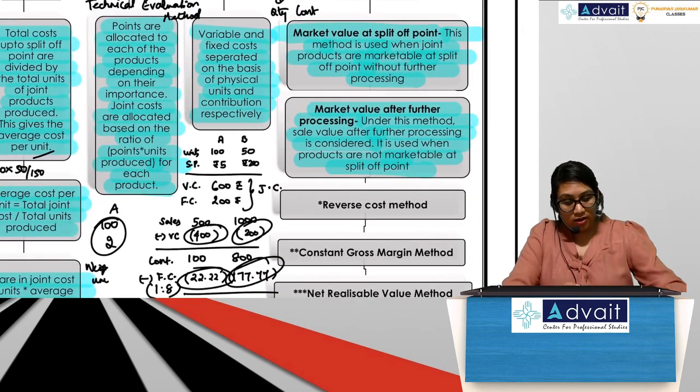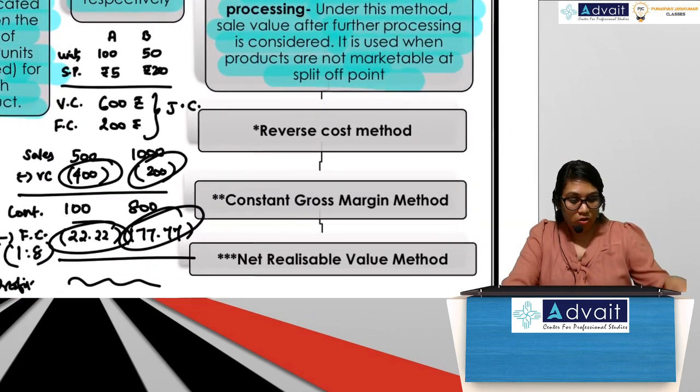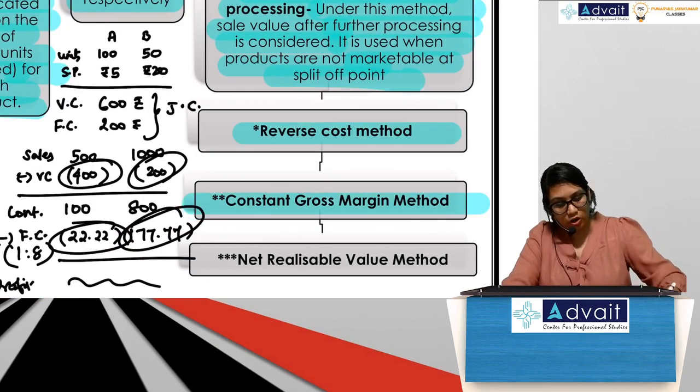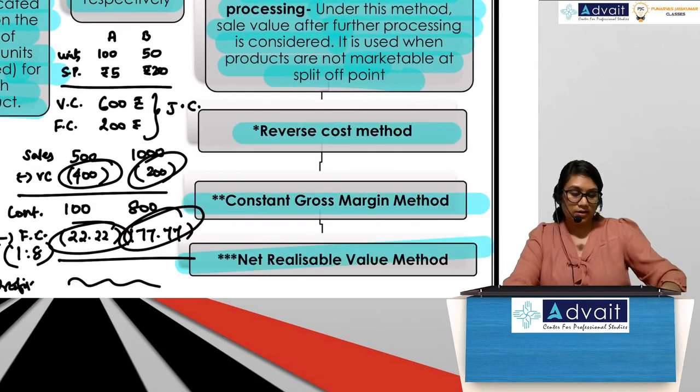So we will continue the remaining three methods tomorrow, which is reverse cost method, constant gross margin method, net realizable value method.